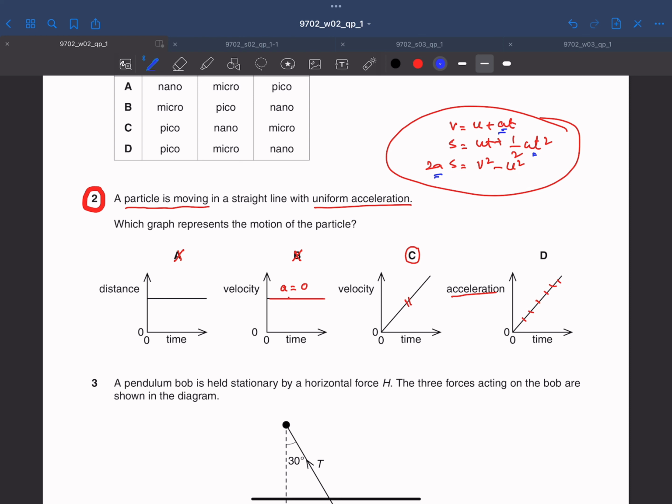So D is not the correct answer here, and we can reject this D as well. So this is the answer of your paper winter 2002.